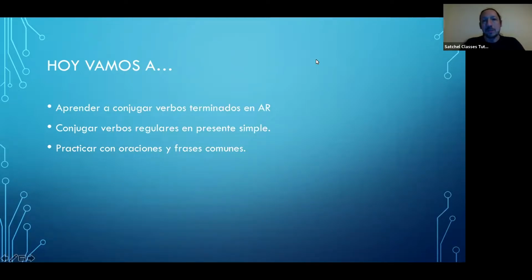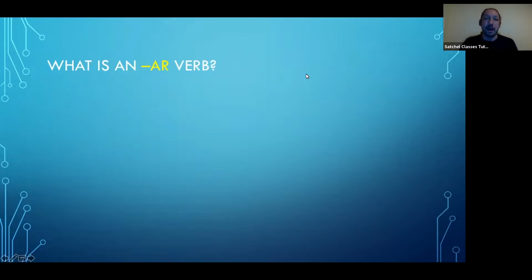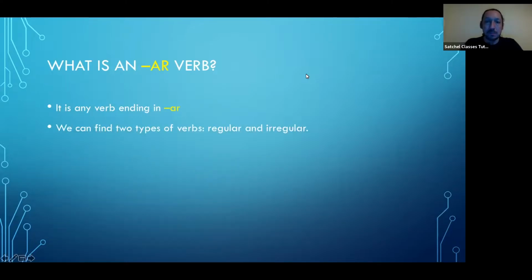But before we continue, it's important to know what we understand by an AR verb, un verbo AR. It's any verb in Spanish that ends in AR. That's the first and most important thing. We can find two types of verbs, regular and irregular. We're going to be doing some work with regular verbs today, and I will be introducing two or three of the most common irregular AR verbs that we tend to use a lot. Finally, we will be learning regular verbs mainly, and this is really important.